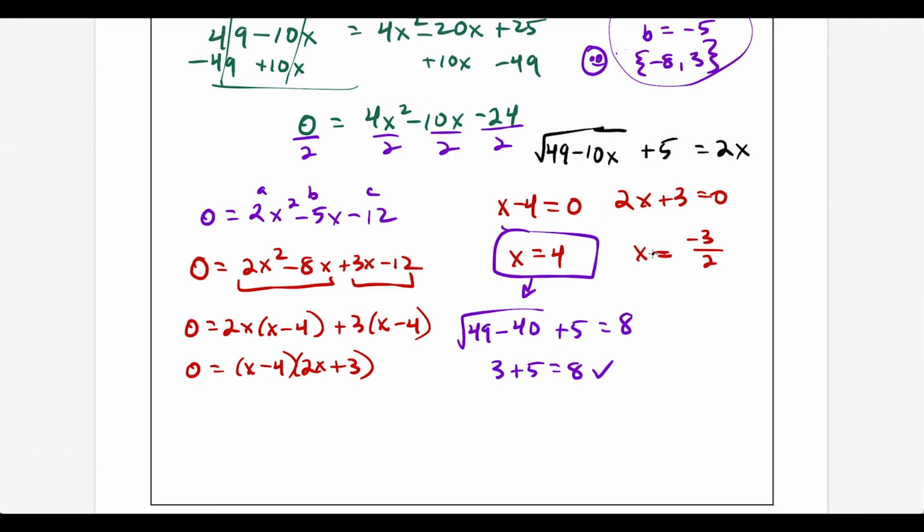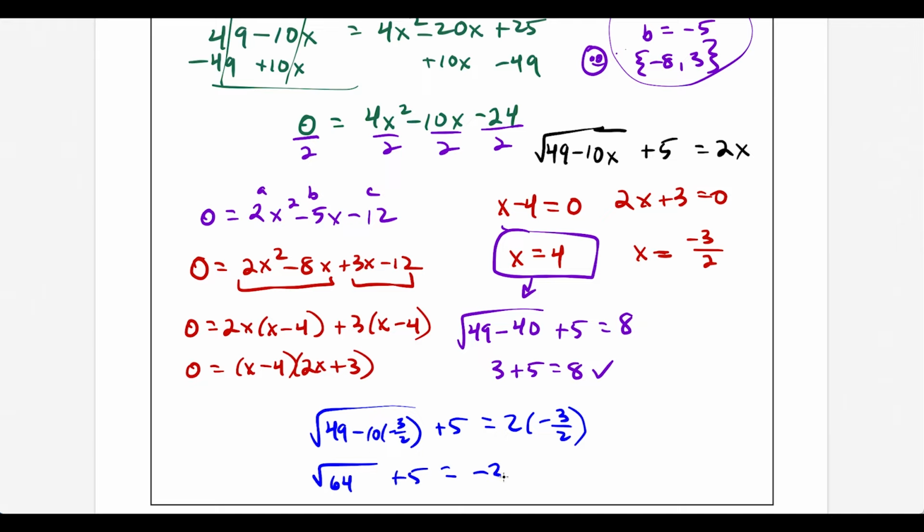So now let's plug in x equals negative 3 over 2. So we're going to have the square root of 49. We have minus 10 times negative 3 over 2. And now we have plus 5 equals, we have 2 times negative 3 over 2. And now this is going to work out here. Let's see, we have the square root of 49. This is going to work out to 15 when we multiply these two. So we have 49 plus 15 is 64. And then plus 5 is equal to negative 3. And I can already see this is not going to work out because this is telling us that 8 plus 5 is equal to negative 3, which is not true. Okay, this is a false statement, which means we're going to reject x equals negative 3 over 2. And this is our only solution.